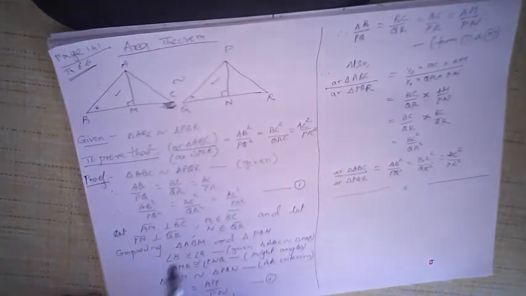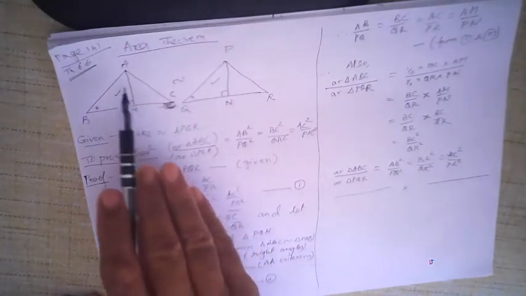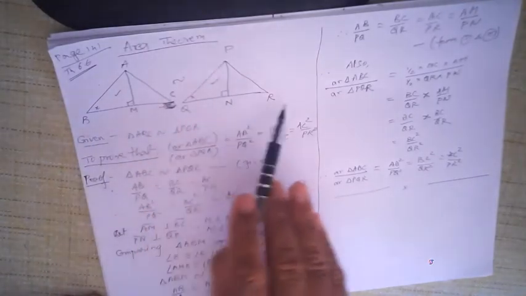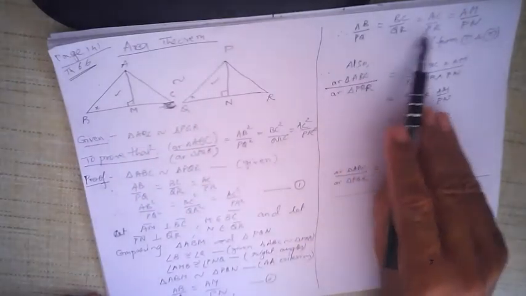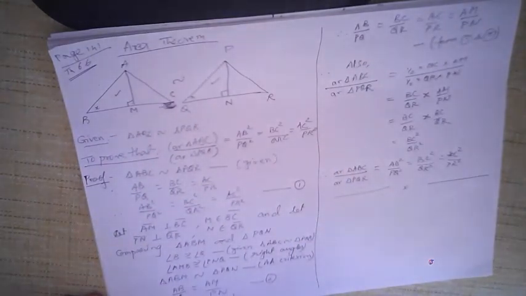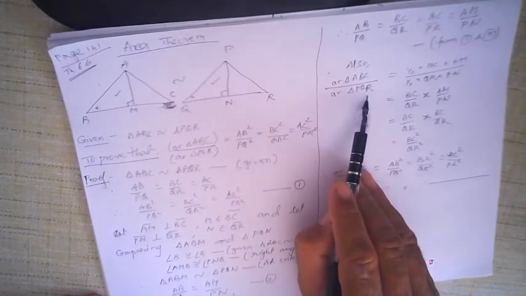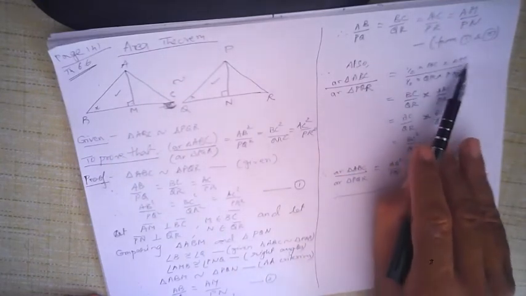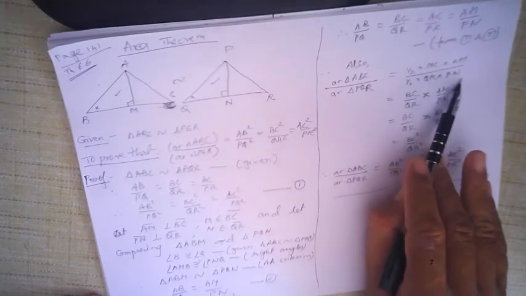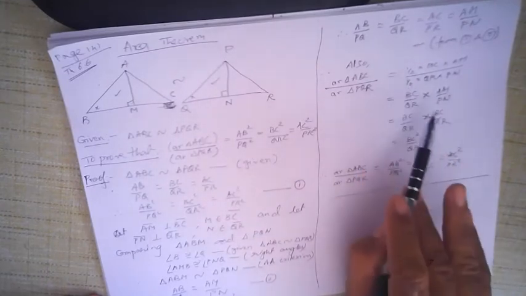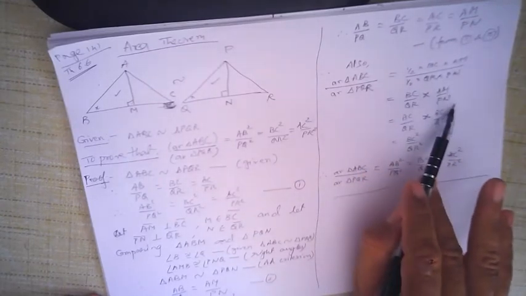Okay, but AB upon PQ is also equal to AC upon PR, which is equal to BC upon QR. All four of them will be equal. Now take the formula for area. Area of triangle ABC upon area of triangle PQR is equal to half into base into altitude over half into base into altitude. Cancel out the half. You get BC upon QR, AM upon PN.